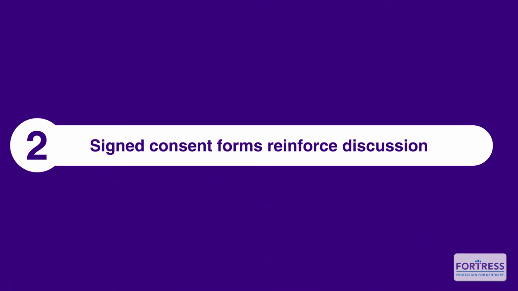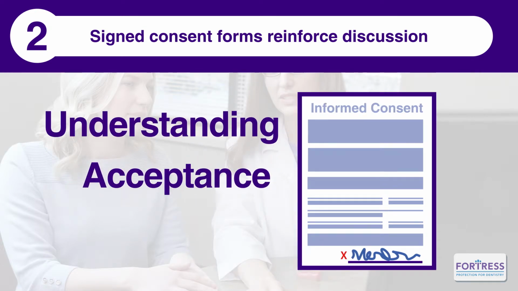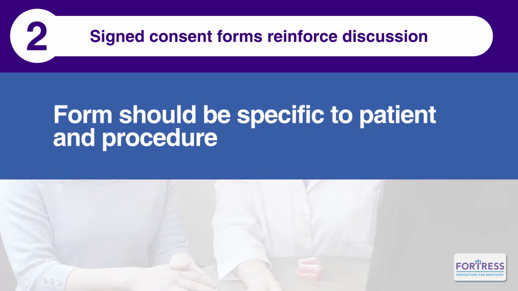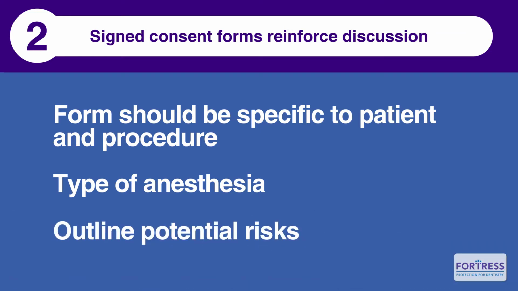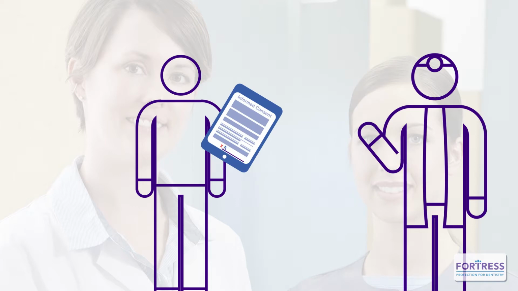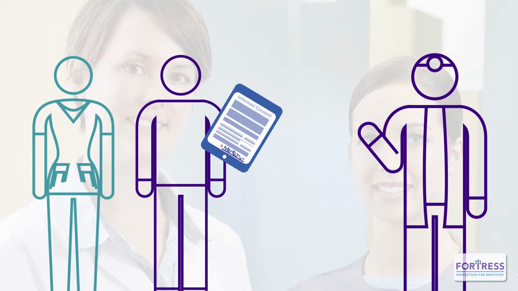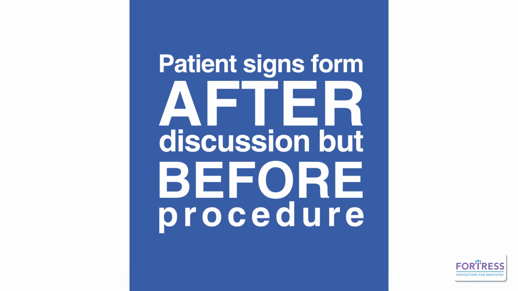In the second step, the patient should sign a consent form to acknowledge their understanding and acceptance of the information discussed. The form should be patient and procedure specific, include the type of anesthesia elected by the patient, and outline any potential risks. Forms should be signed in the office. This allows the patient, the treating doctor, and preferably a witness to sign the consent form contemporaneously. Keep in mind that the patient should sign the form after the informed consent discussion, but before the procedure or any anesthetics, mind-altering medications, or narcotics are administered.